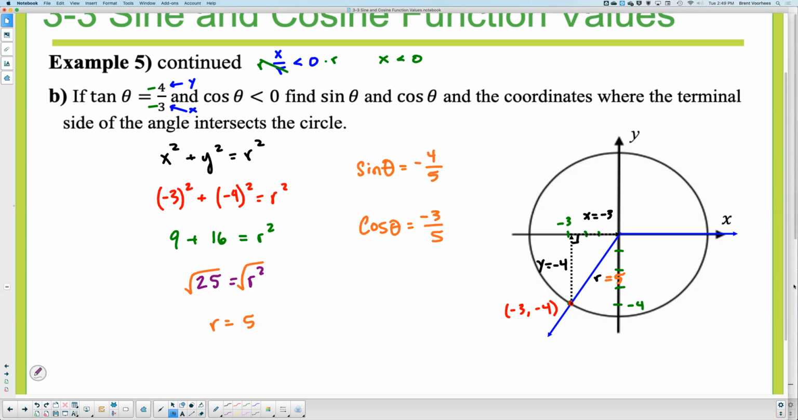One thing I did not add here is this would be your theta there. I didn't add that to the diagram. I'll go ahead and do that now. That would be the theta right there.